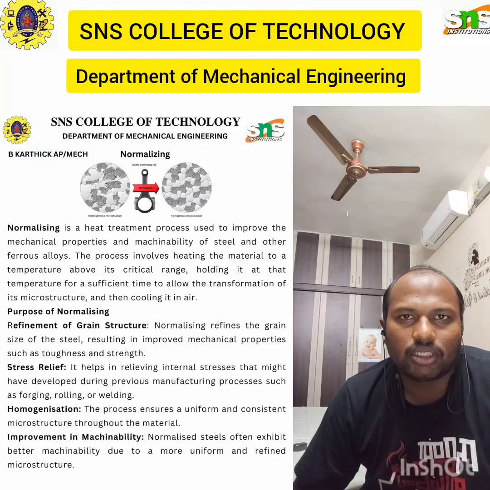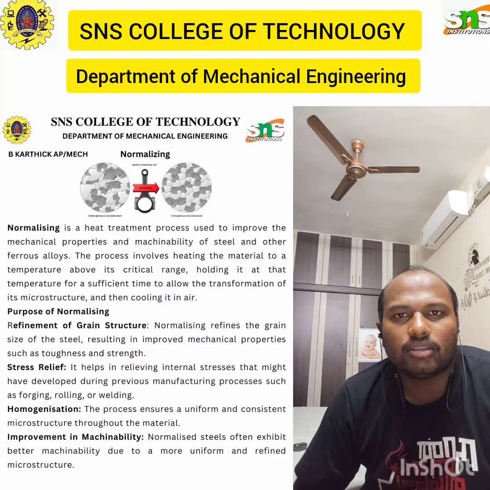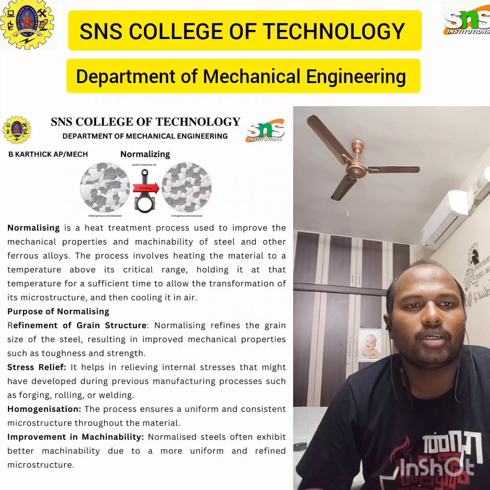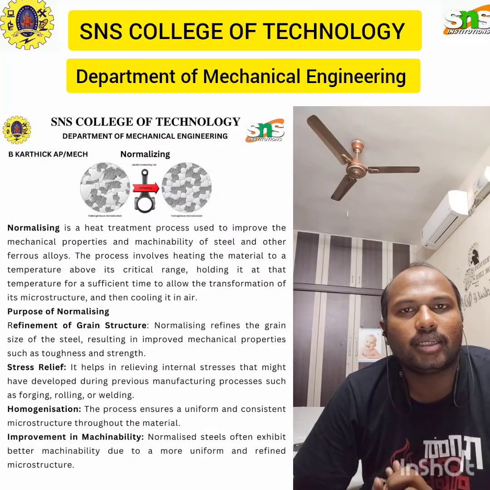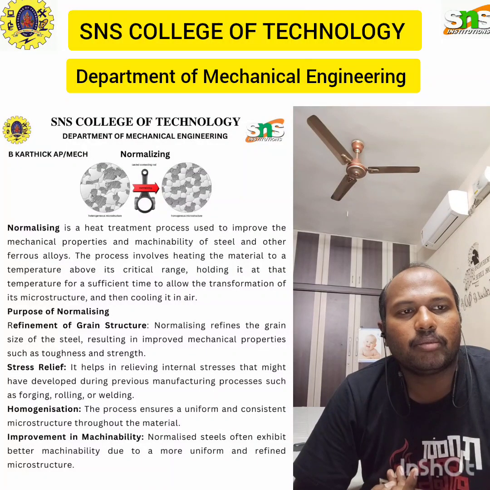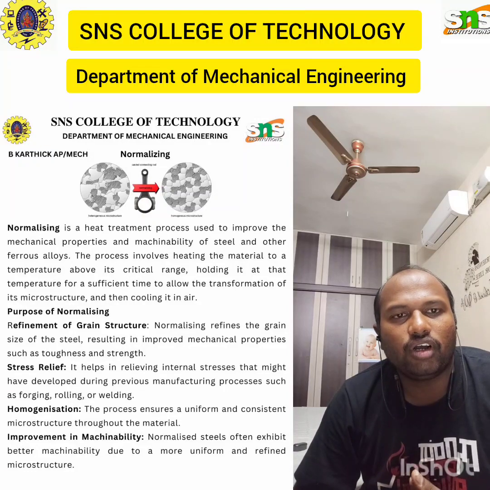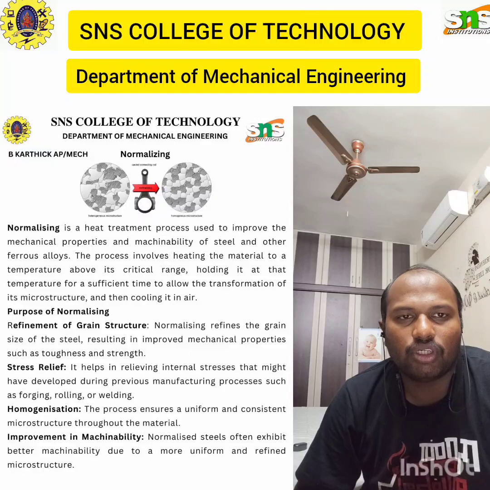The second one is soaking. So the material is held at a temperature for a period sufficient to achieve uniform austenitization, allowing the carbon and alloying elements to dissolve uniformly. The third one is cooling.